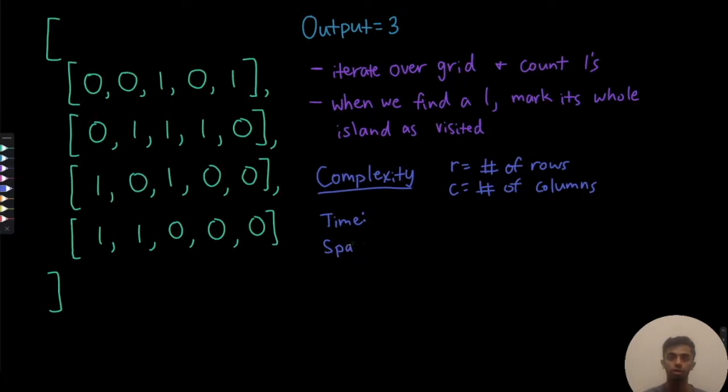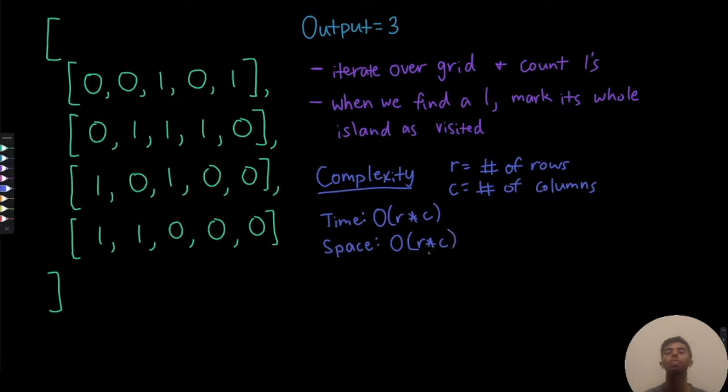That's not very clear. Space. I'll rewrite it. Space. Okay, there we go. All right, so the time complexity is going to be O of R times C. And the space complexity is also going to be O of R times C.